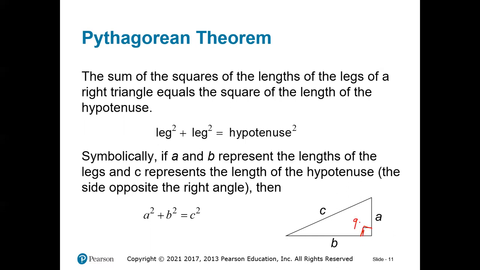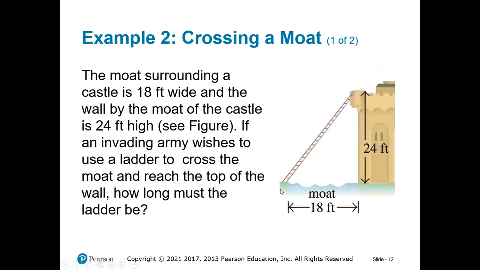This is 90 degrees. So if you have a right triangle, the sum of the squares of two sides is equal to the square of the hypotenuse. So you have a squared plus b squared equals c squared. And this is now by Pythagoras' theorem.